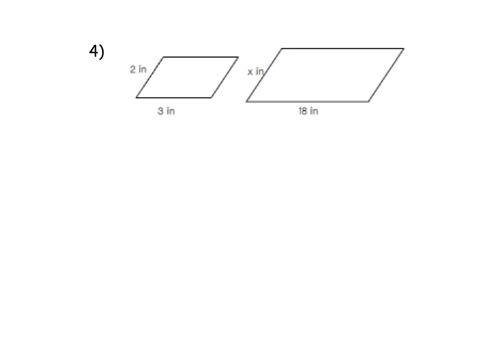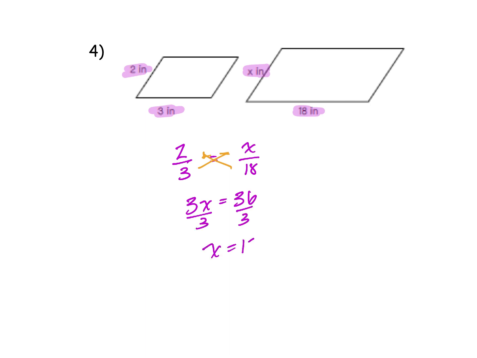Again, they've just given me just enough information. I don't have to go searching for extra stuff, which is kind of nice. So I've got 2 over 3 equals x over 18. And so if I cross multiply and divide, I've got 3x equals 36. Divide by 3. X equals 12 inches. Beautiful.